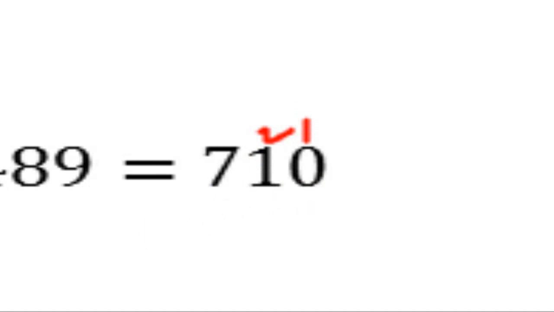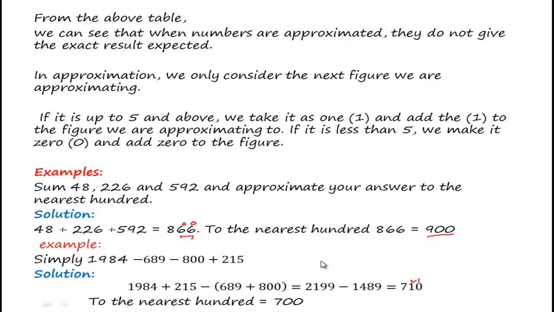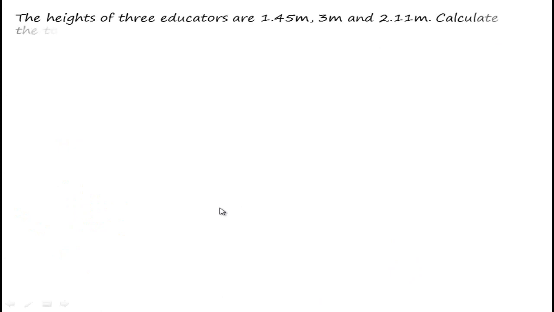So that's what you are saying. To the nearest 100 means you get 700. So let's move on. Then another example is this.